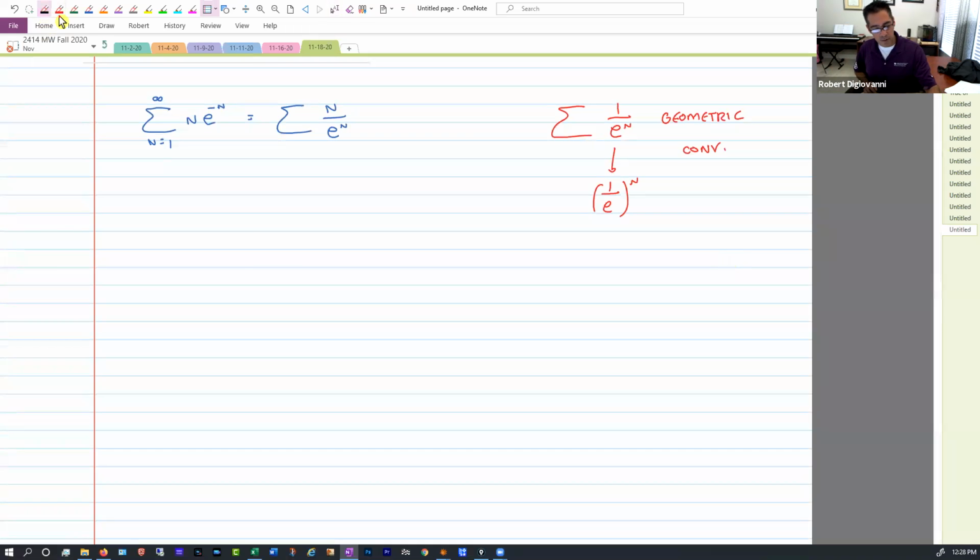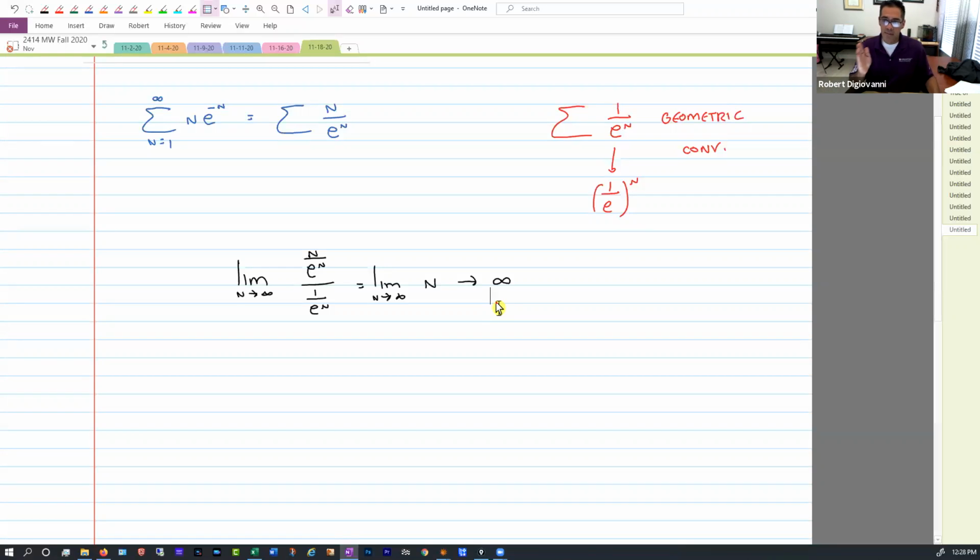going to run the limit comparison. So I'm going to take the limit as n goes to infinity of the first one, n over e to the n, over the second one, 1 over e to the n. And then when I do that, I flip, and don't the e to the n's go away? The e to the n's cancel, and all you're left with is n. And as n goes to infinity, what does n do? Goes to infinity.